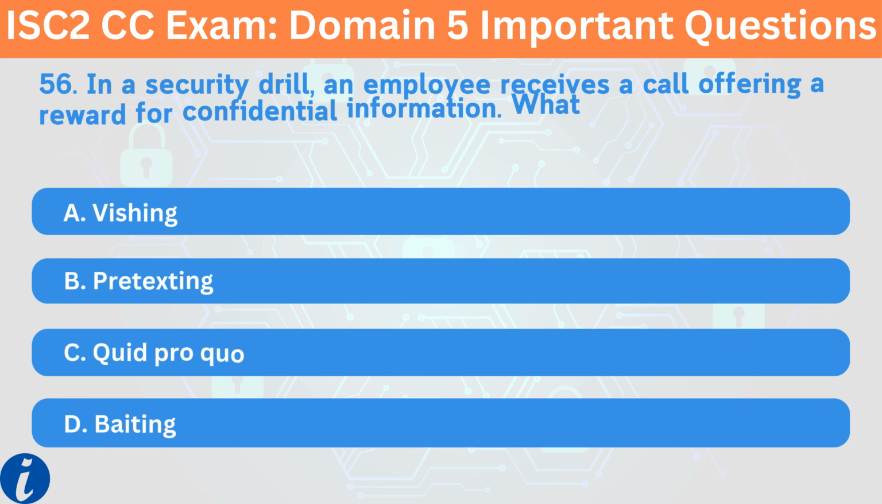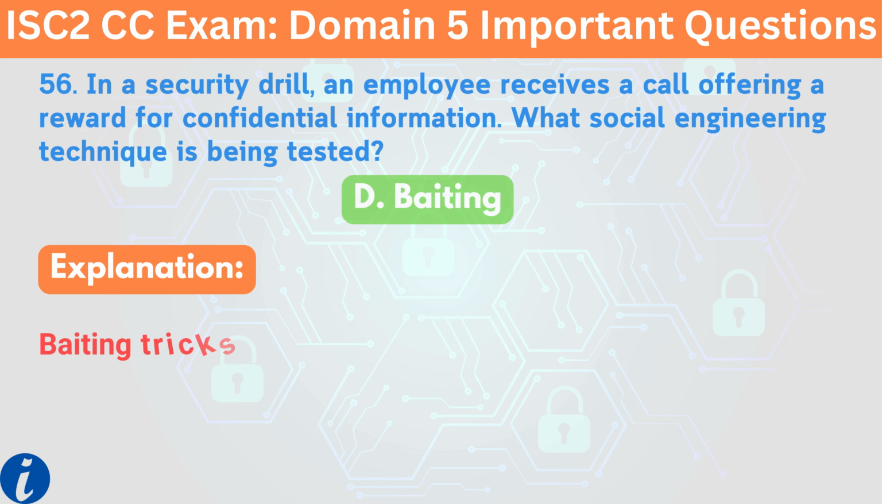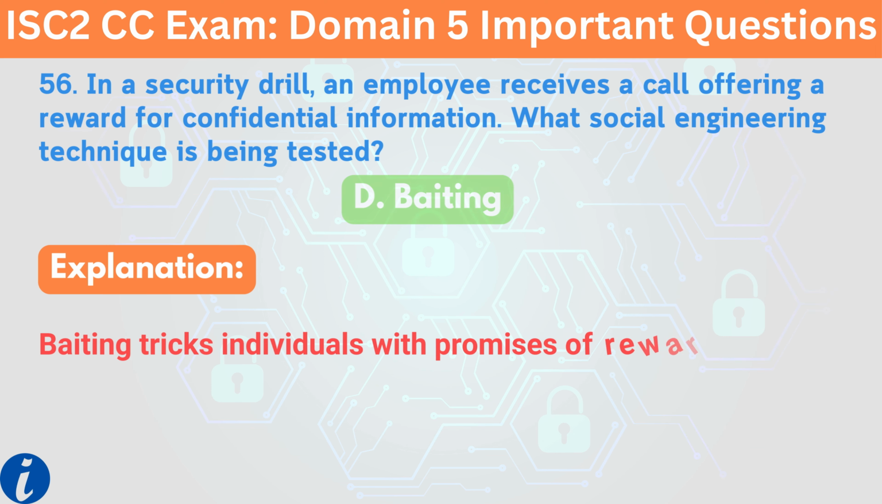56. In a security drill, an employee receives a call offering a reward for confidential information. What social engineering technique is being tested? A. Vishing. B. Pretexting. C. Quid pro quo. D. Baiting. The correct answer is D. Baiting. Explanation. Baiting tricks individuals with promises of rewards to reveal sensitive data.